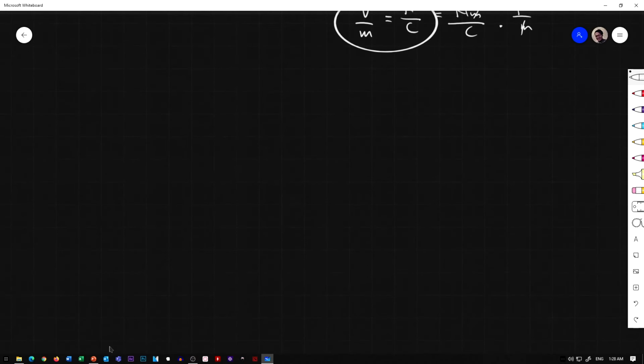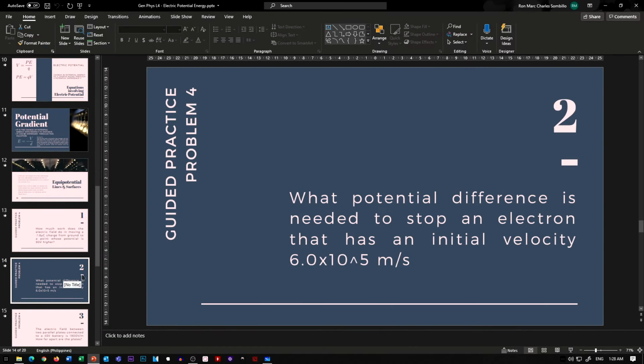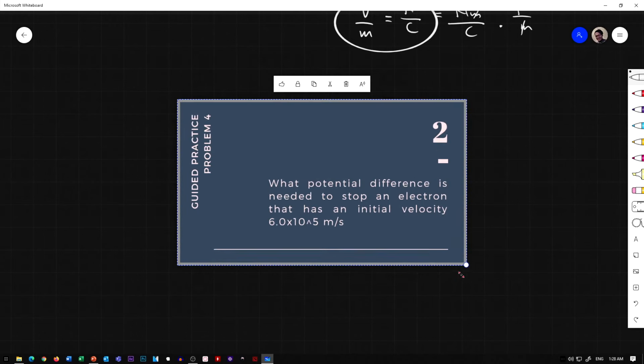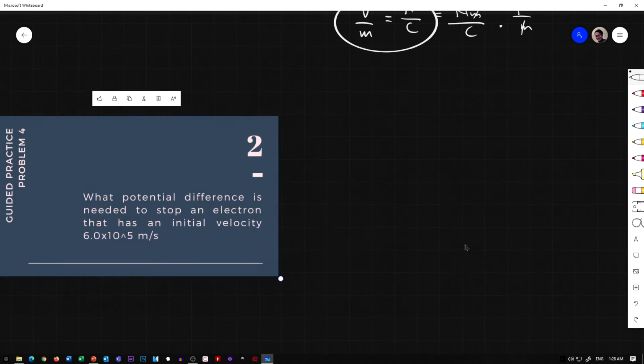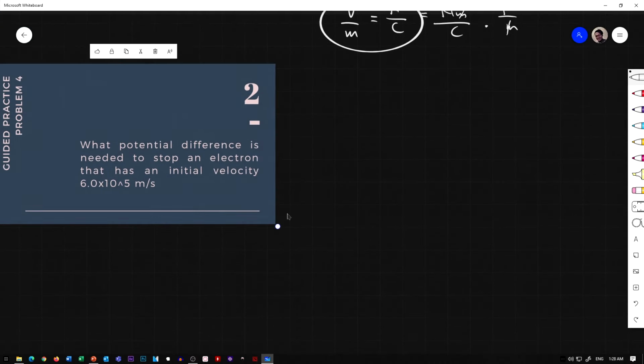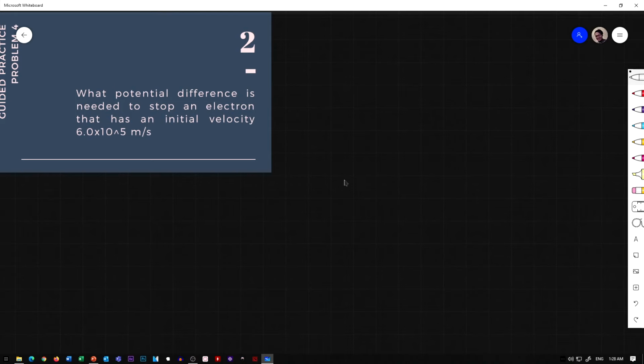So let's have number 2. We have potential difference. Potential difference is basically electric potential. It was just worded in that way because you're dealing with the gradient, so the difference between 2 points in a gradient is the potential difference. So it's basically electric potential. You can choose to illustrate this or not, but I'm just going to show you the derivation of the equation.